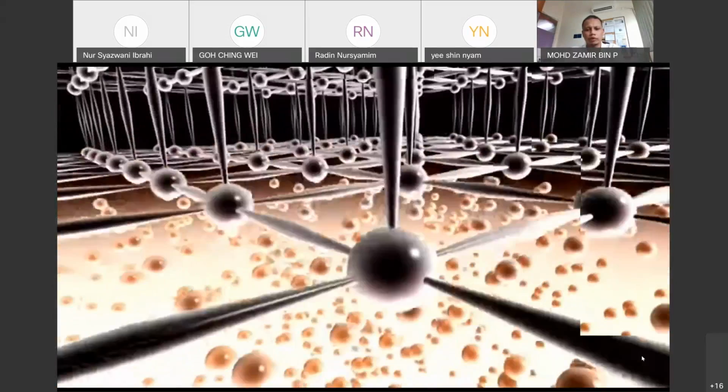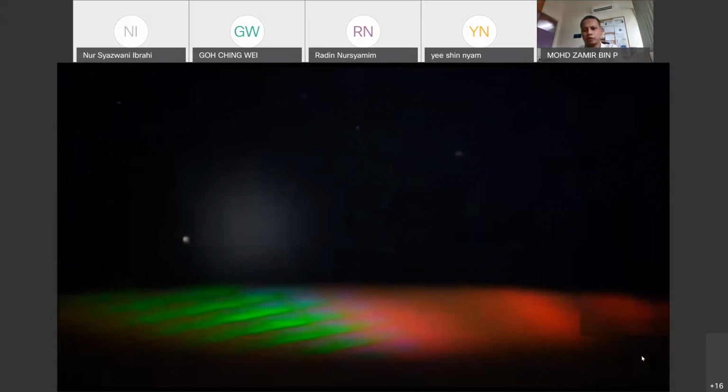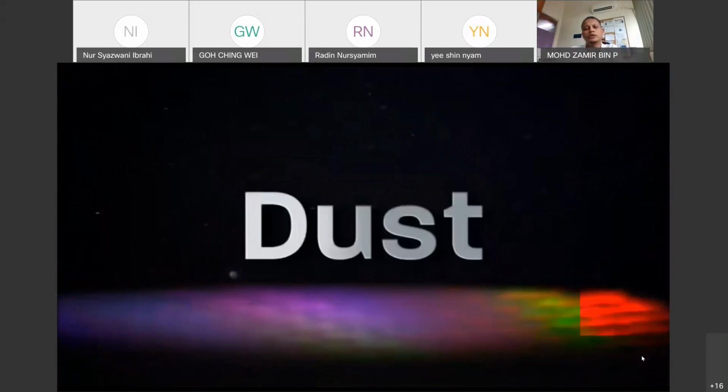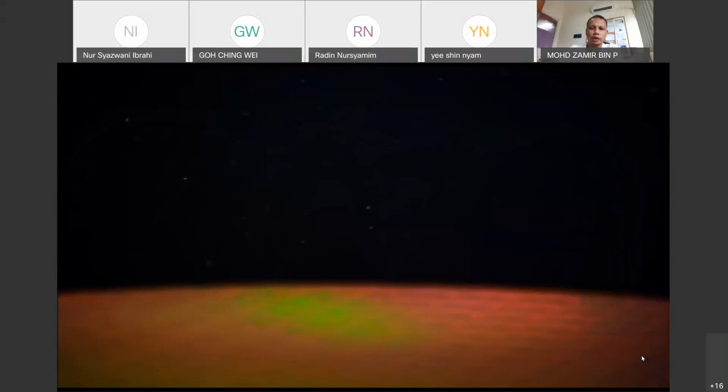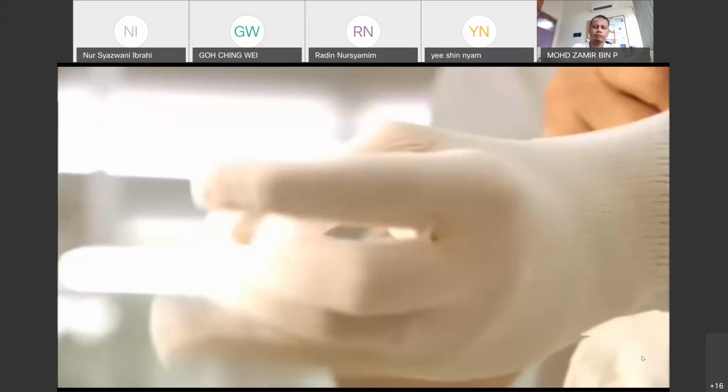So the small things are the impurities. Either you want to do it P or N. So boron for P, phosphorus for N, to make the silicon P or N type.